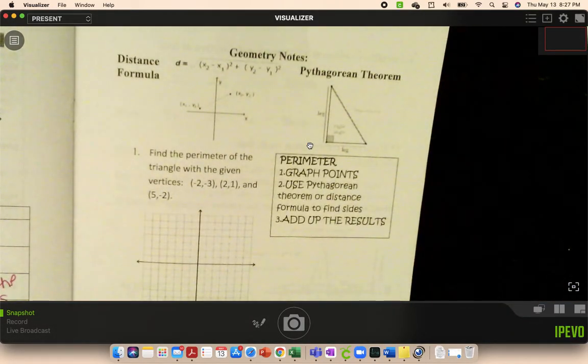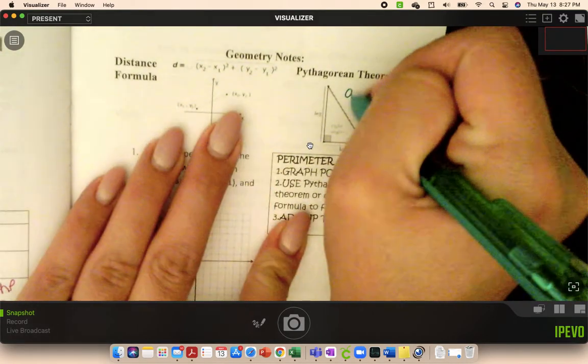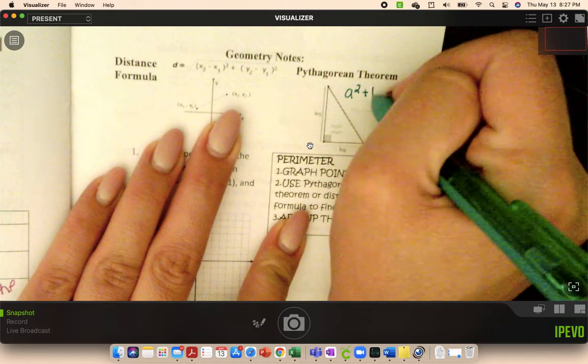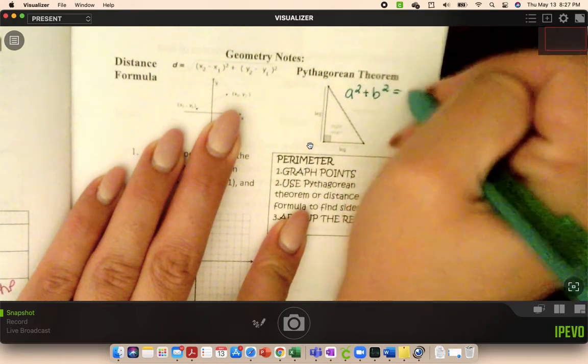All right, so we've got our distance formula. Remember when we talked distance formula, I told you that it is a bit more complicated to remember. And if you've remembered it and you like it, fantastic. If not, we learned how to use Pythagorean theorem in its place. Remember, Pythagorean's a squared plus b squared equals c squared.